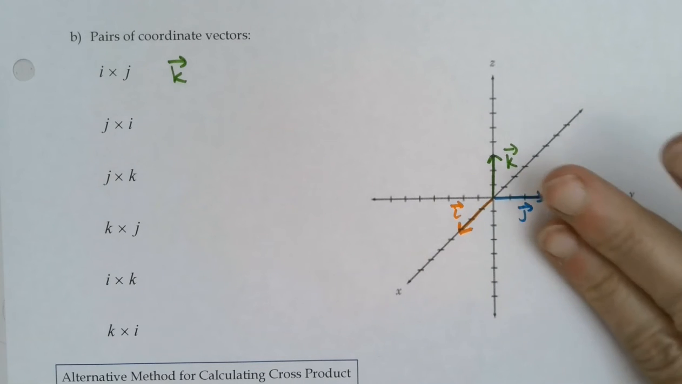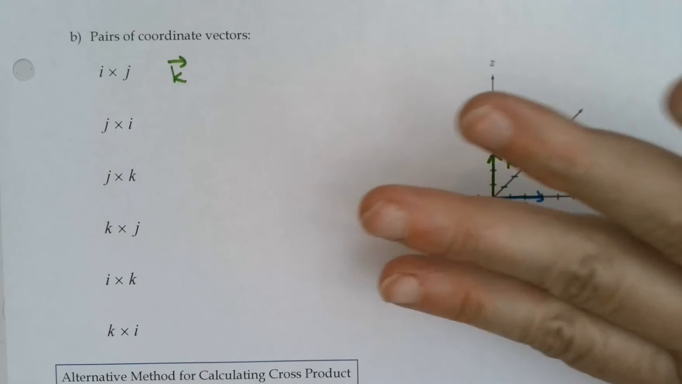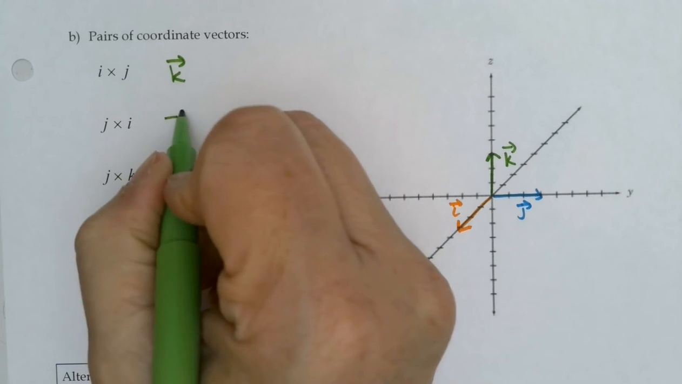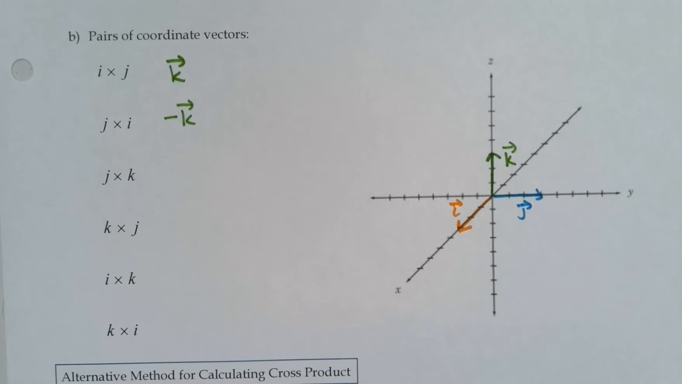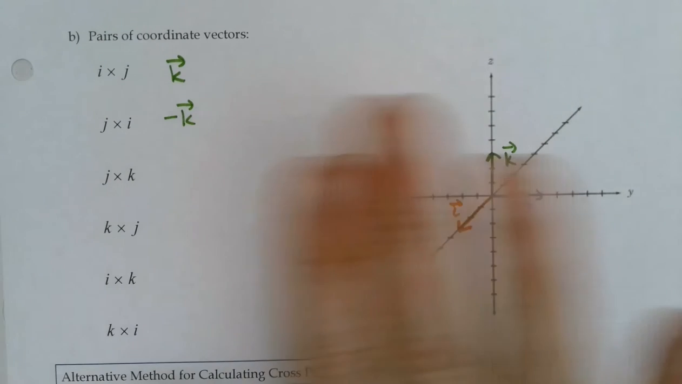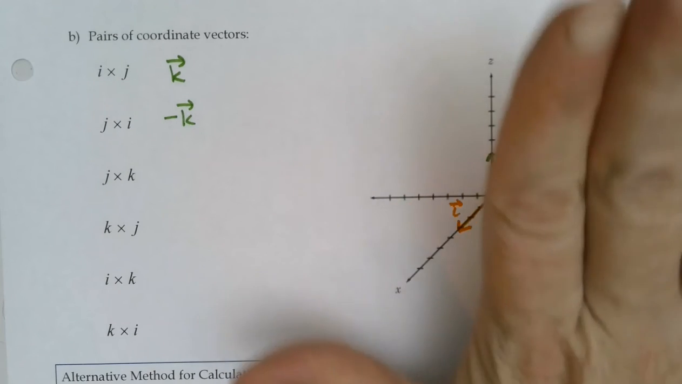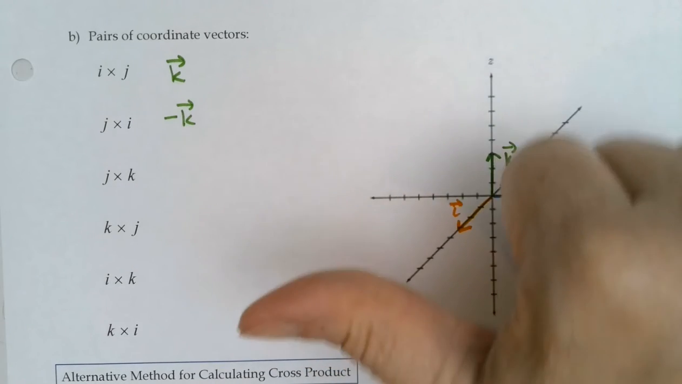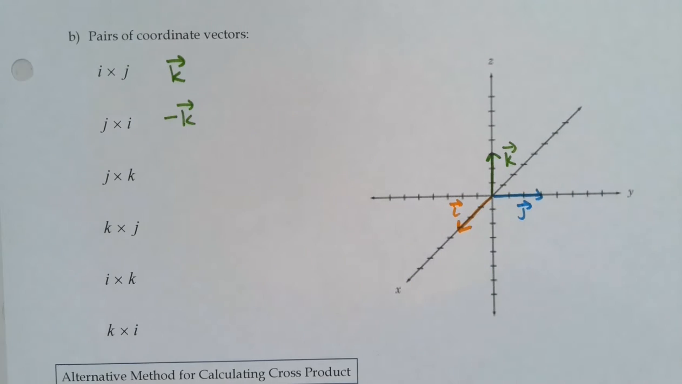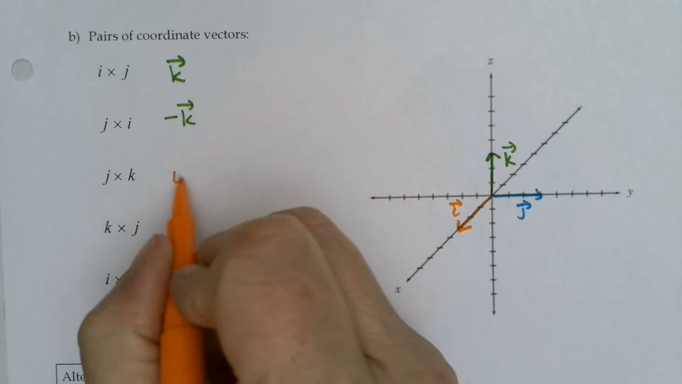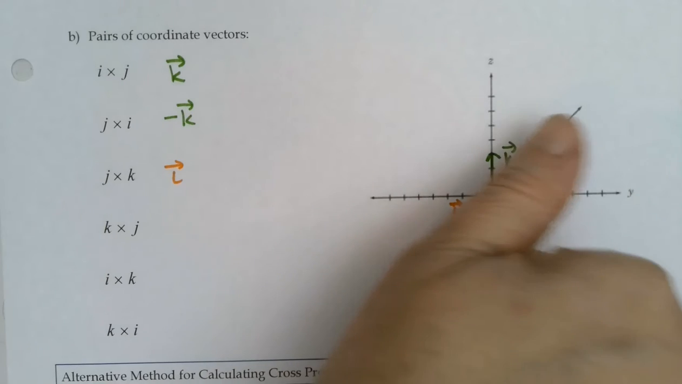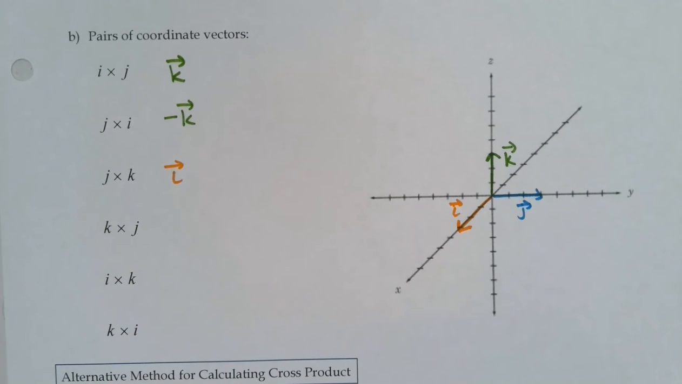If you go J with I, you start your hand at J, rotate it to I, and that's going to be negative K. Your thumb's going to be stuck down into the paper. If you have J crossed with K, I take my wrist at the origin and cross it with K, rotating this way, then I'm going to have I, sticking out in the I direction. Very interesting. And then if I have K crossed with J, reversing it, I'd be sticking my thumb back into the back direction, so that's negative I.